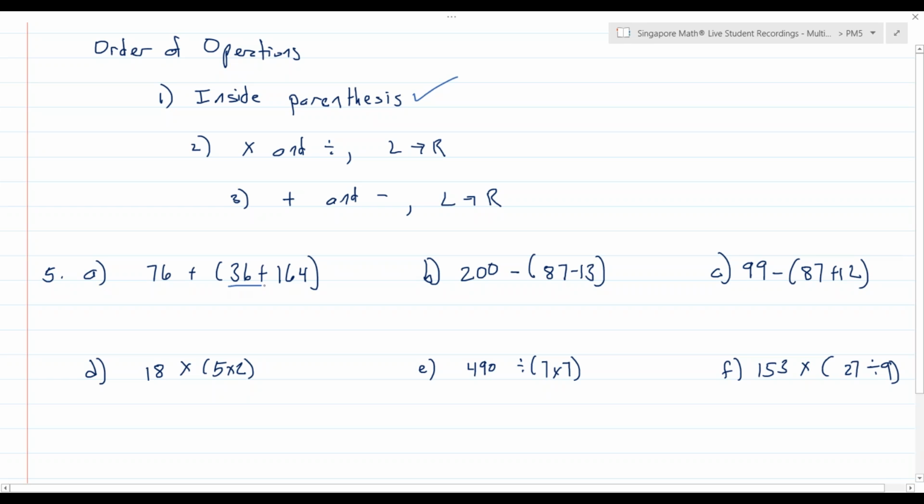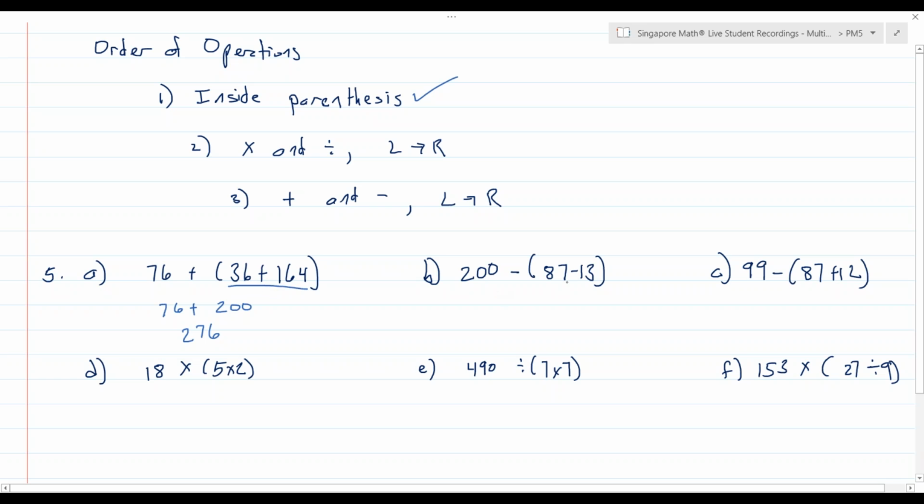Look at 5a, 36 plus 164 is inside parentheses, so I'm going to simplify that first, and I will have 100, 9 tens, and 10 ones. Guess what that is? It's exactly 200. And so when I add those together, I get 276. Now in this case with addition, it kind of didn't matter if I did it first, but we're going to follow the order of operations.